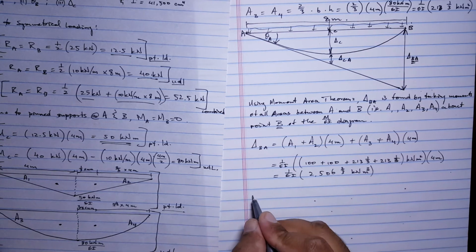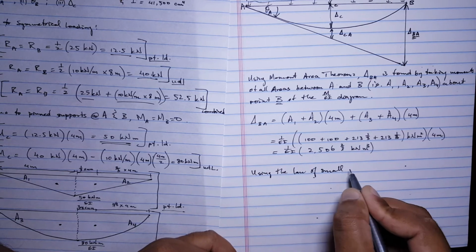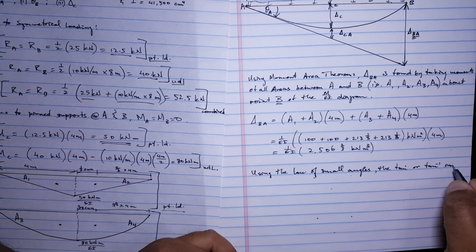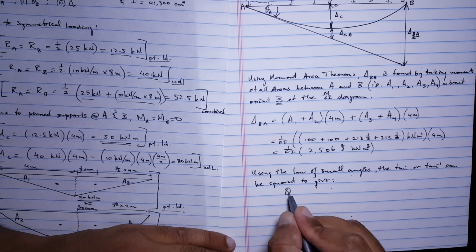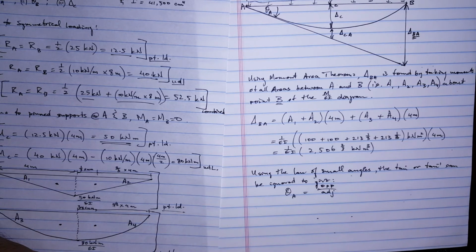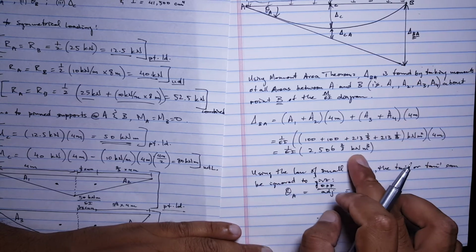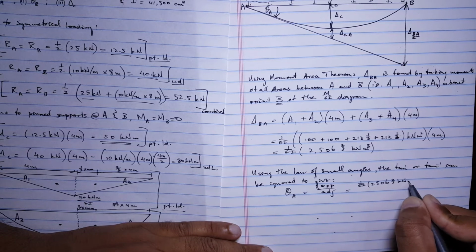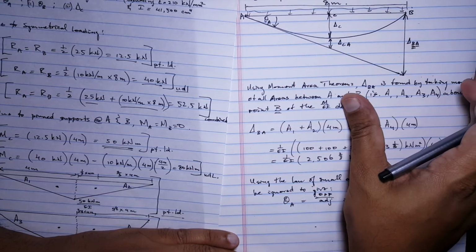But if you recall, using the law of small angles, the tan inverse can be ignored to give theta A is equal to opposite over adjacent, which works out to be opposite, that's delta BA, which we calculated just now to be equal to this, so that's 1 over EI times 2506 and 2/3 kilonewton meter cube, divided by adjacent, and in the diagram the adjacent of theta is the 8 meters. There's the 8 meters there.